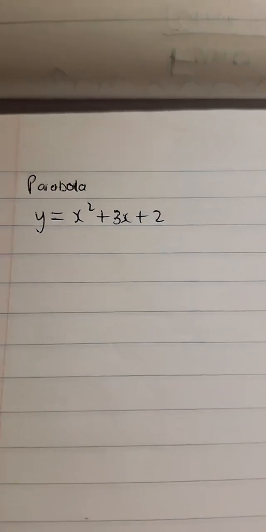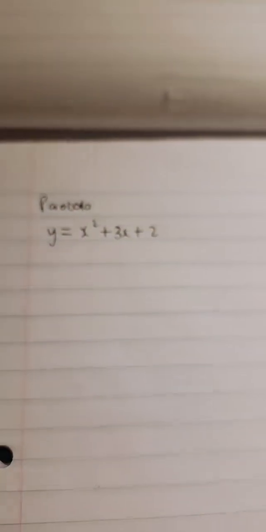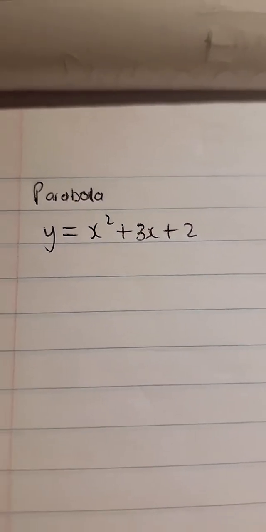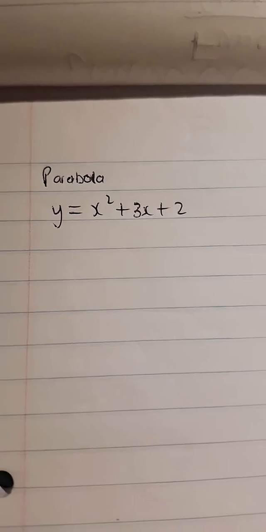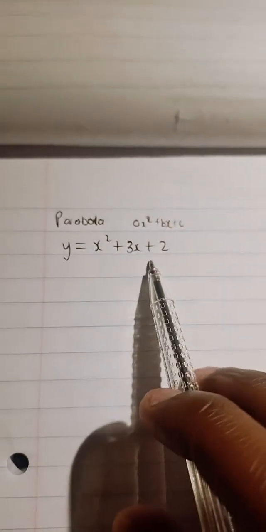Okay, y is equal to x squared plus 3x plus 2. So let's just look at this function. What type of function is it? It's a parabola. Okay, let's unpack step by step. It seems like this one is in the form of ax squared plus bx plus c. Okay, and then we are going to compare this one with this one.